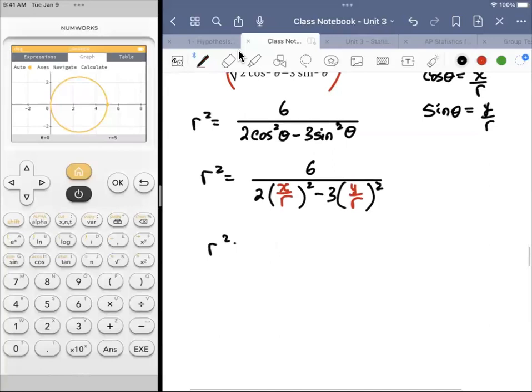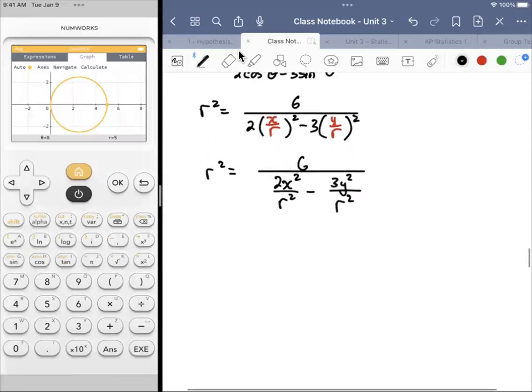All right, so r squared is equal to 6 over, well, this is going to be x squared over r squared, and I'm going to multiply that by 2. So I'm going to write it as 2x squared over r squared. This one would be y squared over r squared. I'm going to multiply that by a -3. So I'll put the minus in between: 3y squared over r squared. I have a common denominator within my denominator. So 2x squared minus 3y squared all over r squared.